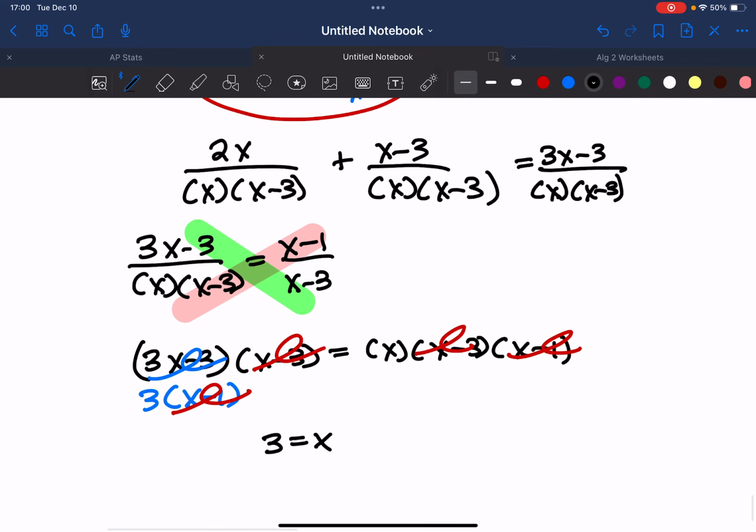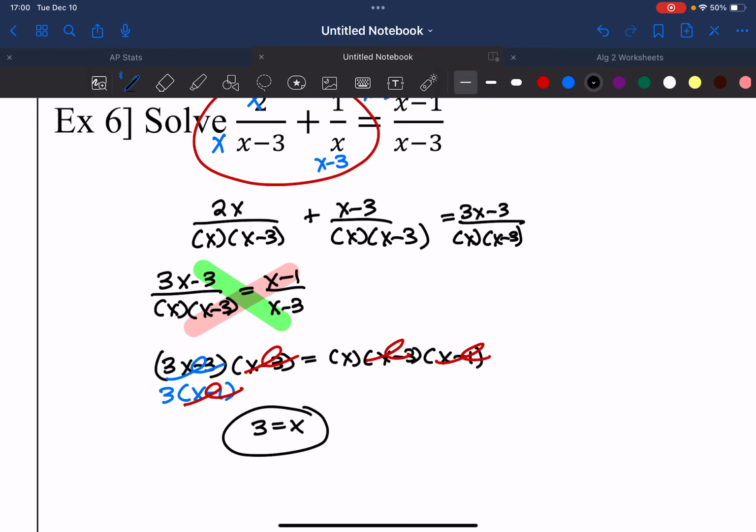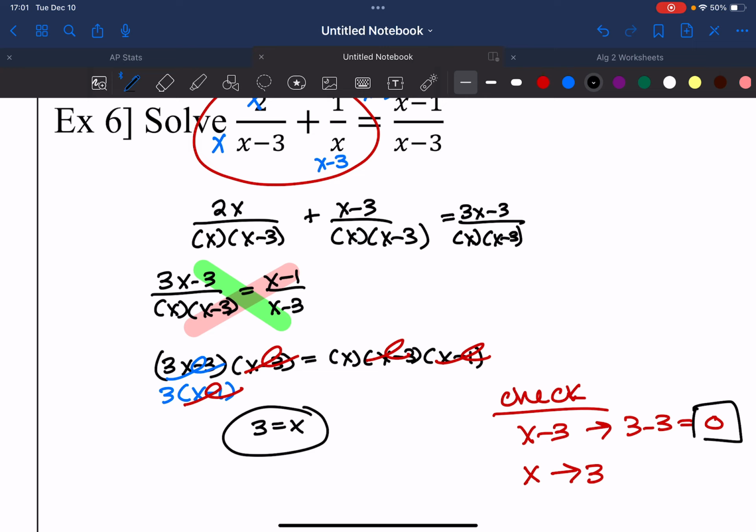which means I am left with 3 is equal to x. Well, notice if I was to take this x and plug it into my denominators of x minus 3 and x, I would get 3 minus 3, which equals 0, and I would get 3. Since I get one of my answers equal to 0, this means that automatically my answer is no solution. So x equals 3 is no longer my answer because when I plugged it into the denominator, I got 0, so my answer is now no solution.